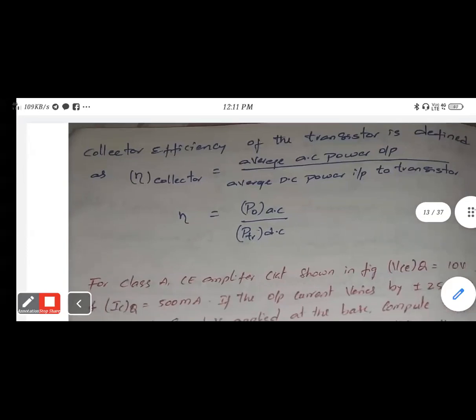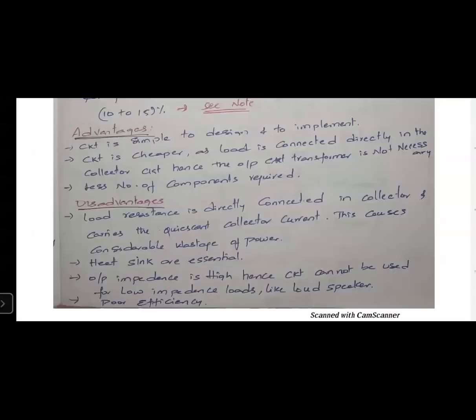This type of circuit requires a heat sink. In order to dissipate the heat, we need to use a heat sink, which must be provided for class A with direct feed. Similarly, one more disadvantage is that the output impedance is high. Hence this type of circuit cannot be used for low impedance output circuits connected with loudspeakers, since loudspeakers have low impedance, and it also has poor efficiency.